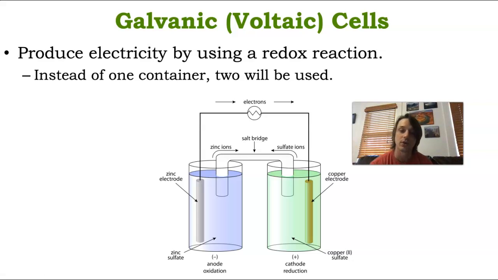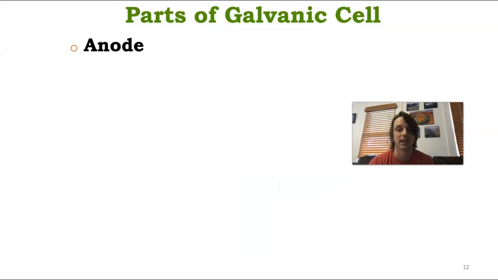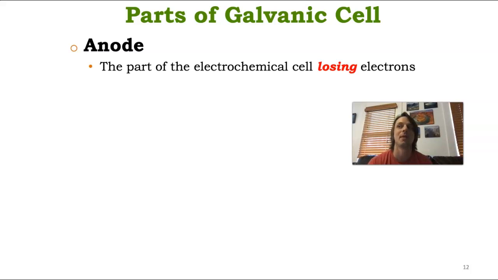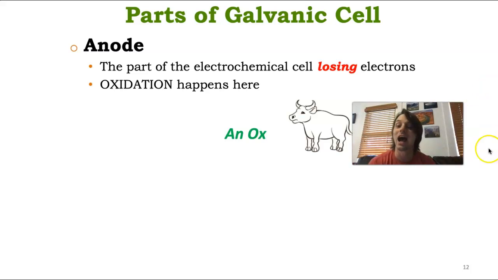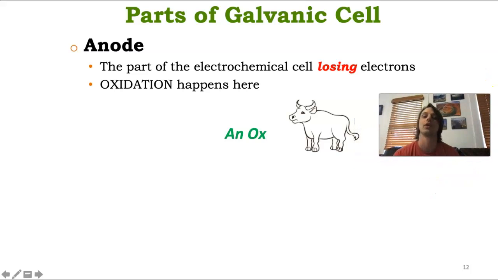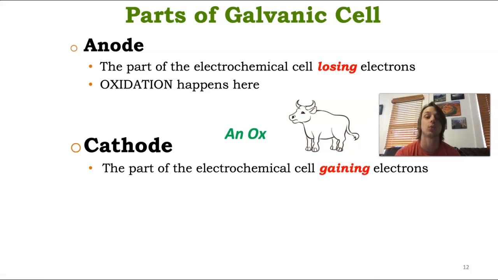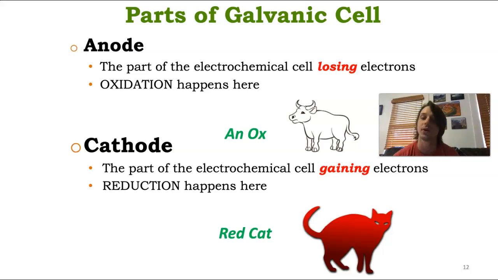Okay? From the anode to the cathode, because the anode is where oxidation takes place and the cathode is where reduction takes place. Now there's an easy way to remember this, just like OIL RIG is used to remember oxidation is losing and reduction is gaining. AN OX is used to remember anode is where oxidation takes place. This is where the losing of electrons happens. Also, RED CAT is used to remember at the cathode, reduction takes place, or gaining of electrons takes place.